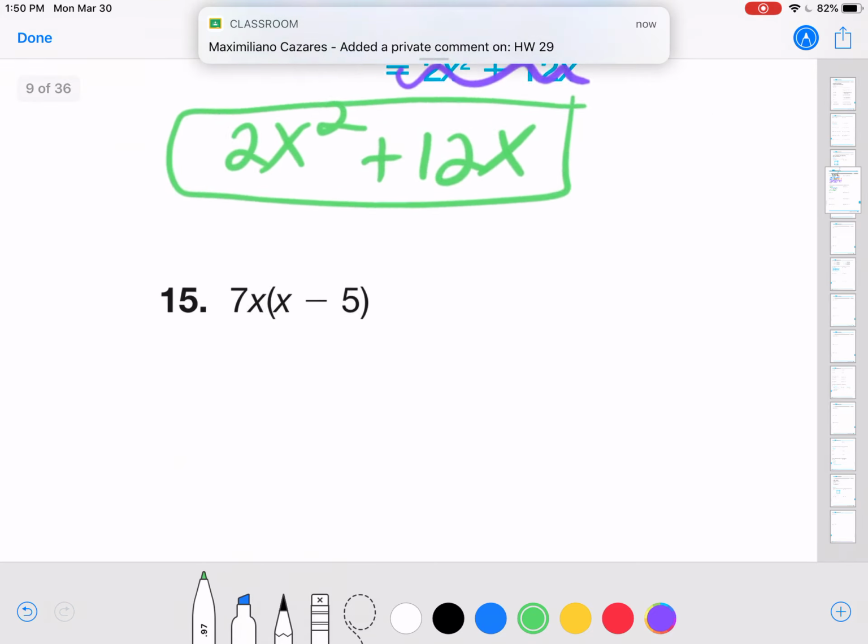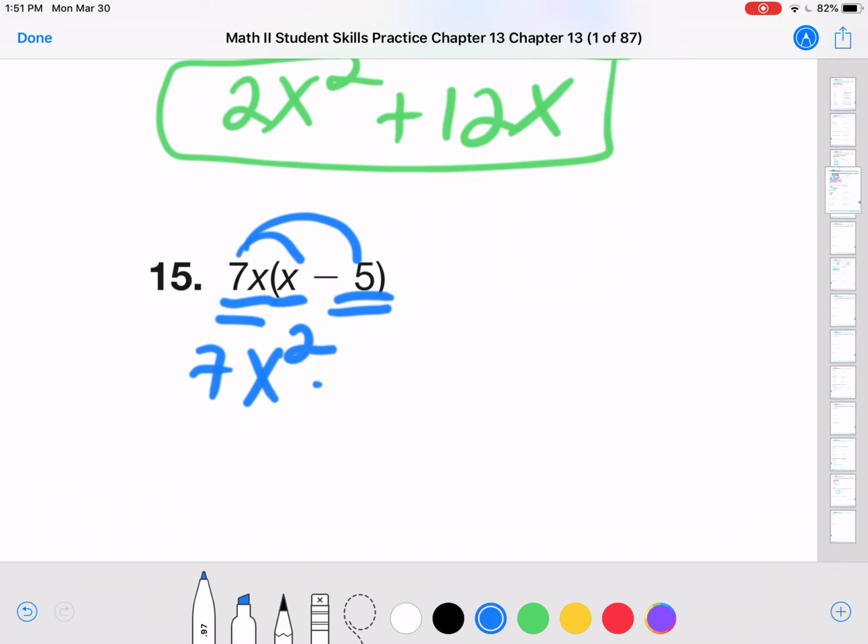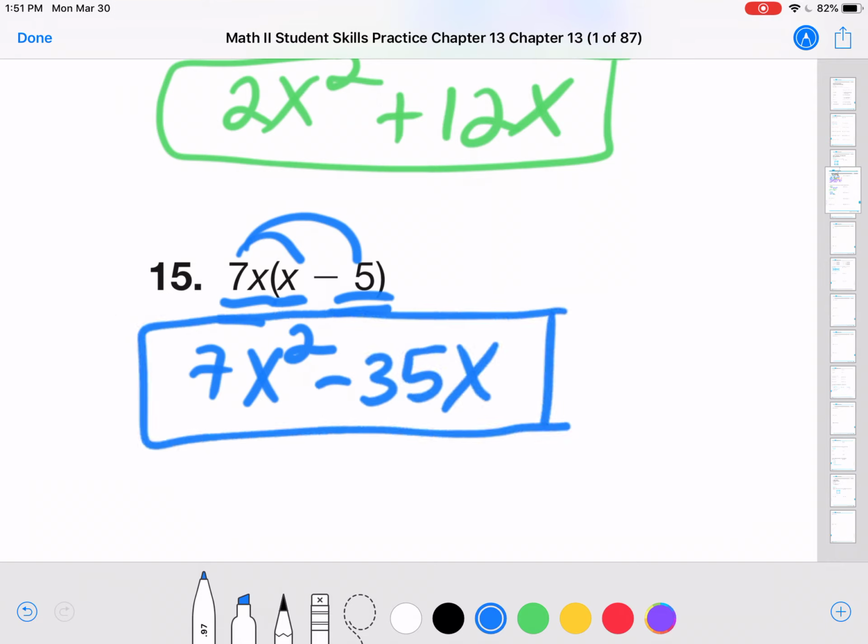Okay. Number 15. So for this one, you can go ahead and distribute. So I'm going to distribute this 7x. Okay. So 7x times x is going to be 7x squared, because I have 2 of them. And then for the next one, it's 7x times negative 5. That's going to be negative 35x. I can't combine, so this is my answer.